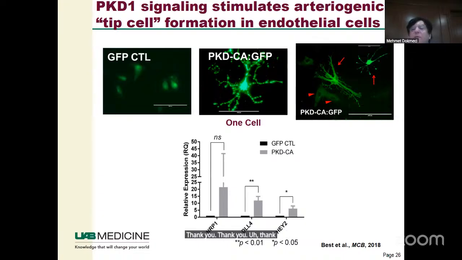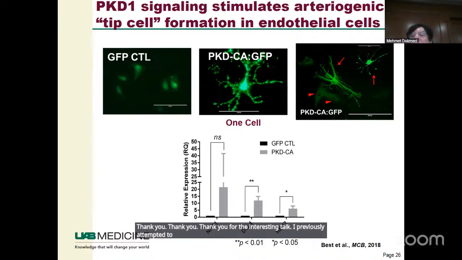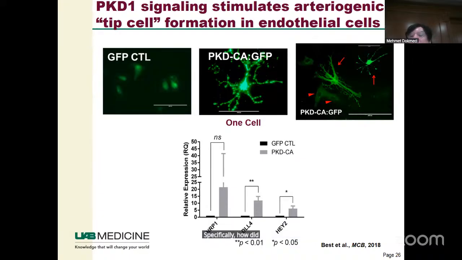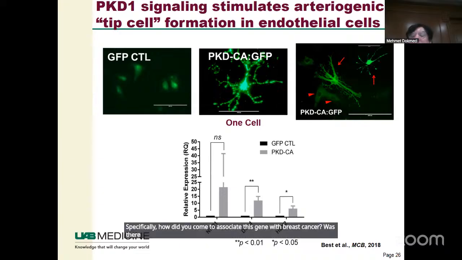Thank you for the interesting talk. I previously attempted to knock out the PKD1 gene in the context of autosomal dominant polycystic kidney disease, PKD. I'm curious how you designed your experiments involving PKD1. Specifically, how did you come to associate this gene with breast cancer? Was there a particular pathway or mechanistic insight that led you to this connection?